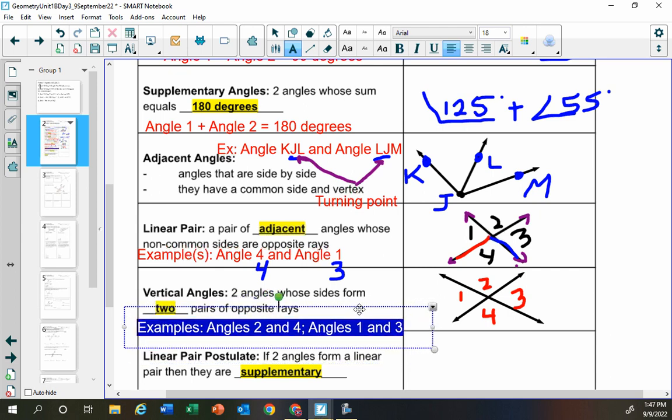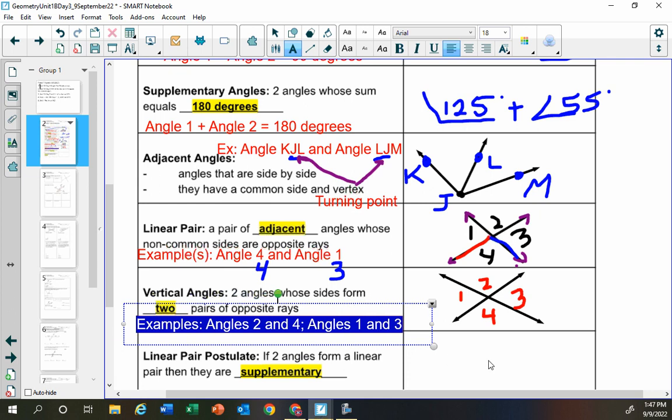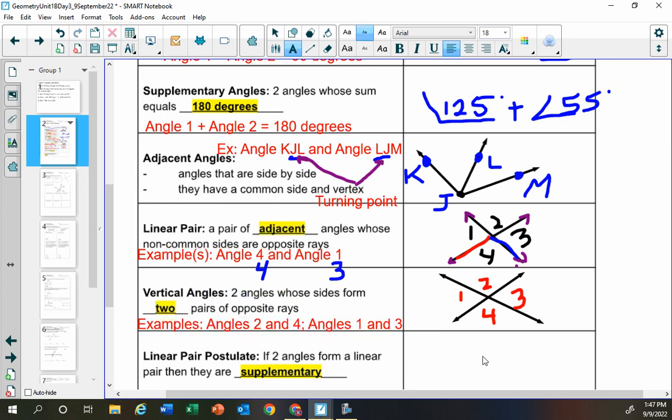All right. Question. Angles 2 and 4. Angles 1 and 3. Those are vertical. They're opposites from each other. They're going to be directly across. So unlike the previous example, 4 and 1, they touch, 4 and 3. Yeah, they're going to be across.